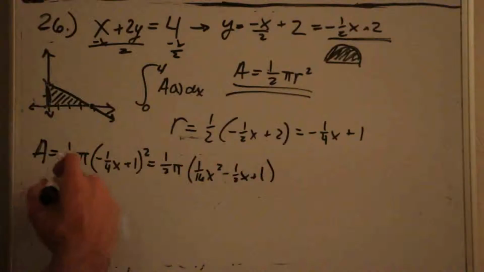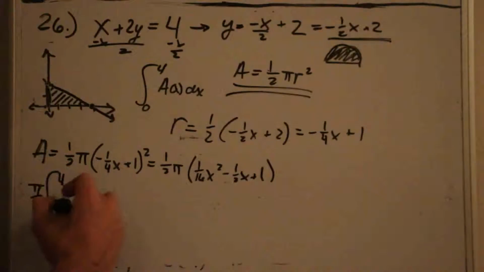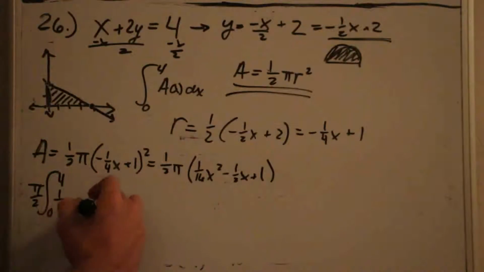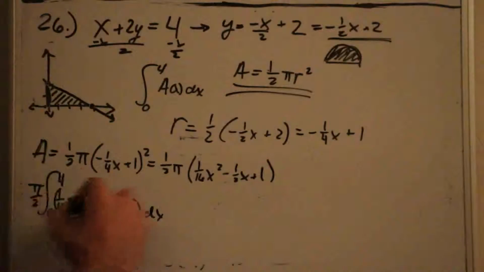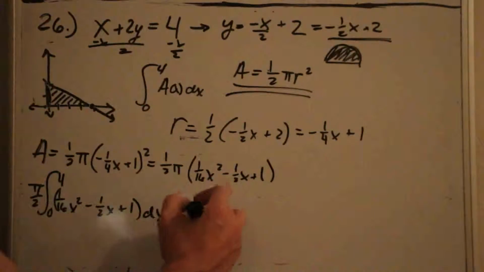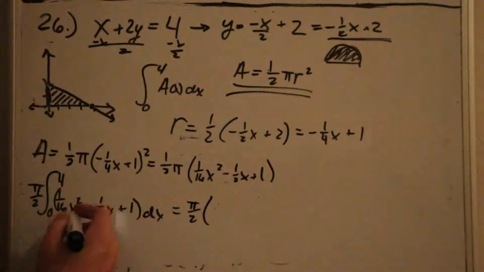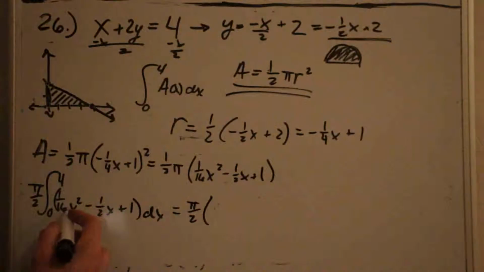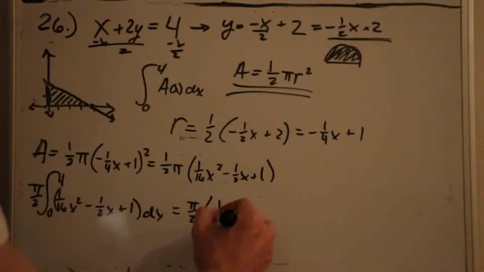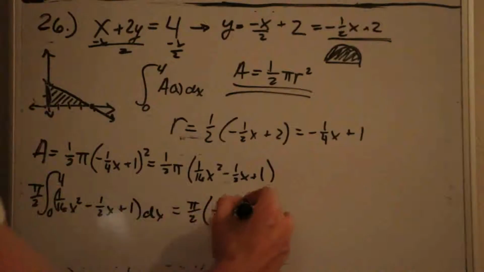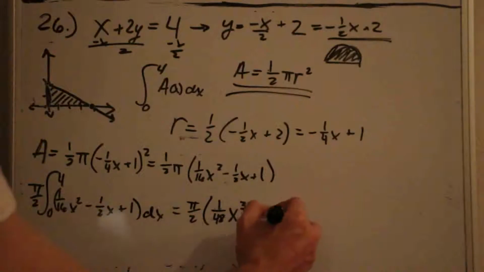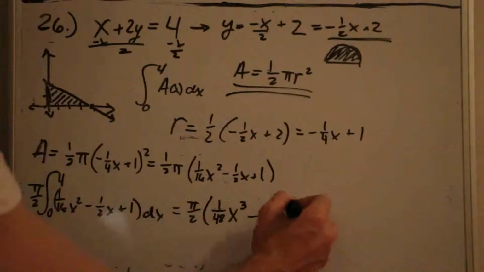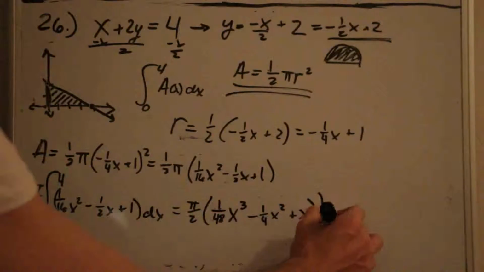That's my area. So I'm taking the integral of this from 0 to 4. I'm going to bring the pi over 2 to the outside. This becomes 1/16 x squared minus 1/2 x plus 1 dx. Alright, so I'm taking my integral. This is pi over 2. X squared becomes x cubed over 3, so it's going to be 1 over 48, which is 16 times 3, x cubed, minus, this becomes x squared, divided by 2, is 1/4 x squared, plus x. And then I do it from 0 to 4.